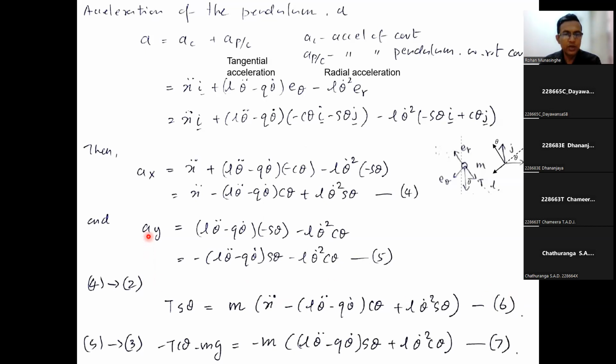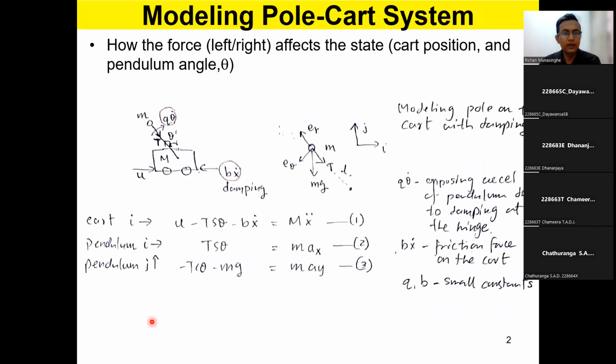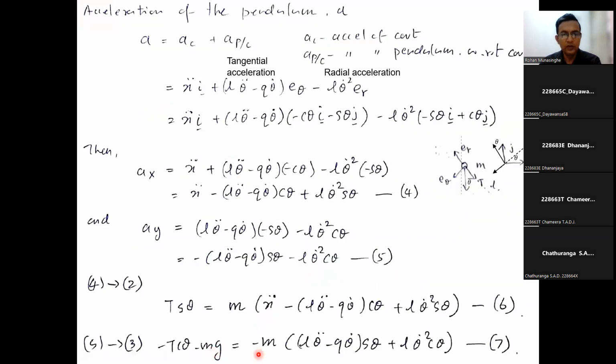Next, we're going to substitute AY, equation number 5, onto equation number 3. If I go back, this is equation number 3. We have AY here. We replace AY and substitute that expression. When you do that, you get equation number 7. Now, already you can see that we have sines, cosines, theta dot square, right? This is nonlinear.